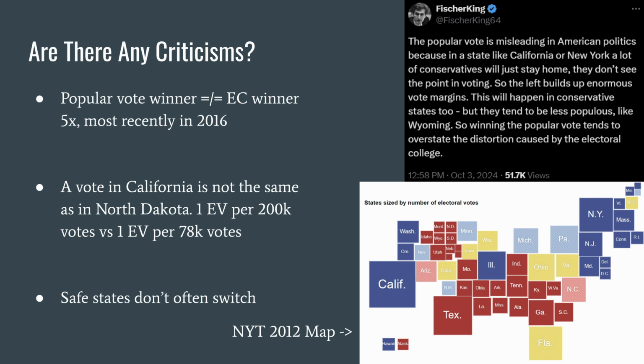One final criticism is that states tend to stay in the category to which they are assigned. This means that you don't see a whole lot of swing states becoming safe states or safe states becoming swing states, and so the election tends to be concentrated in the same areas over time.